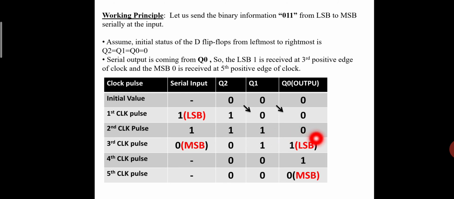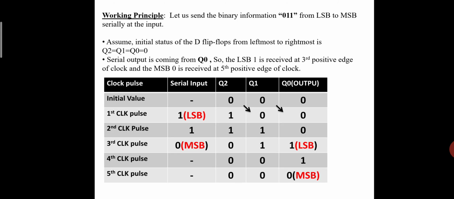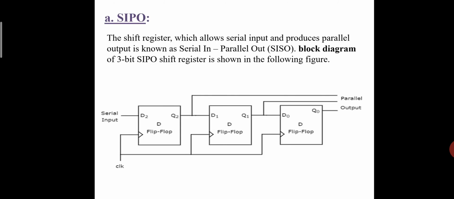So likewise at the third clock pulse I will get the first LSB, whichever I fed in the serial input, and the 0 MSB I will get at the fifth positive clock pulse of the circuit. So this is the operation of serial in serial out.